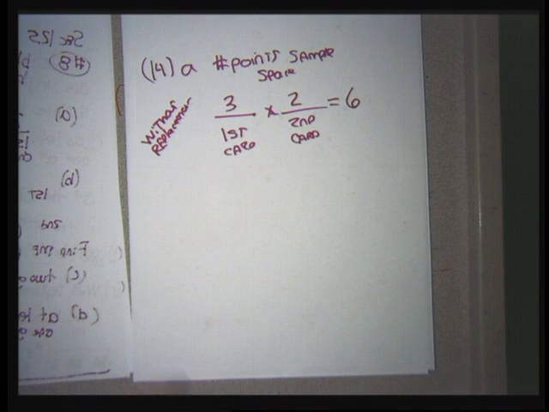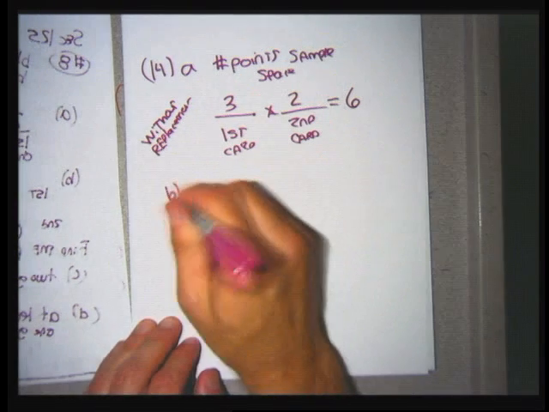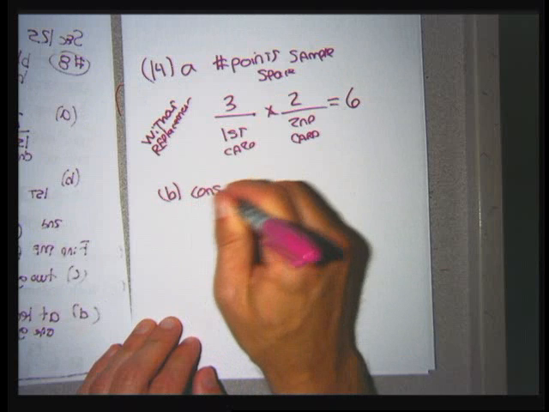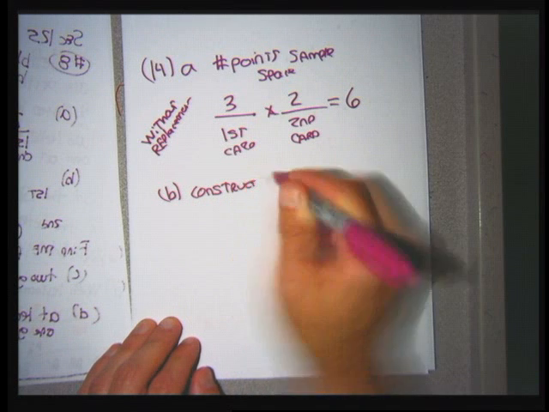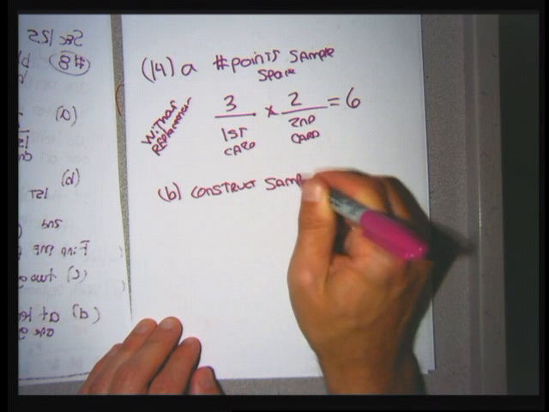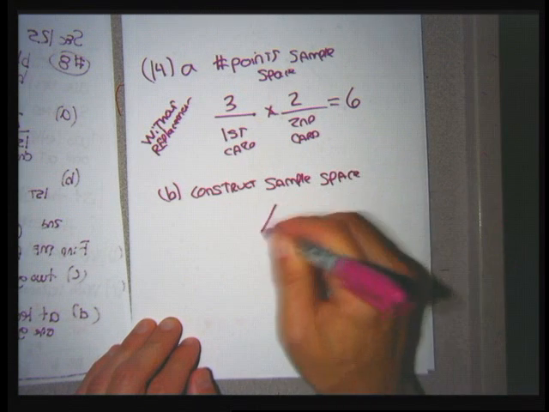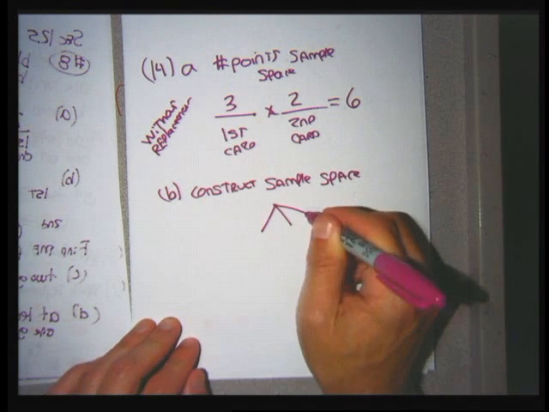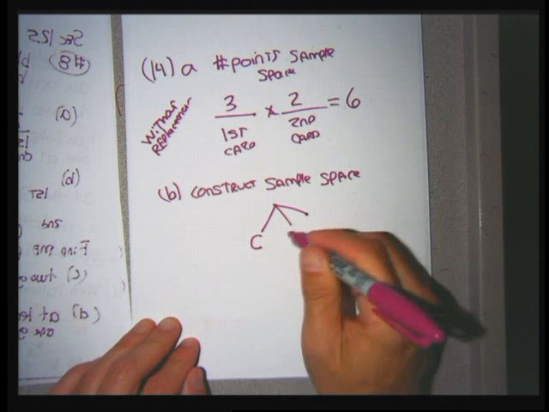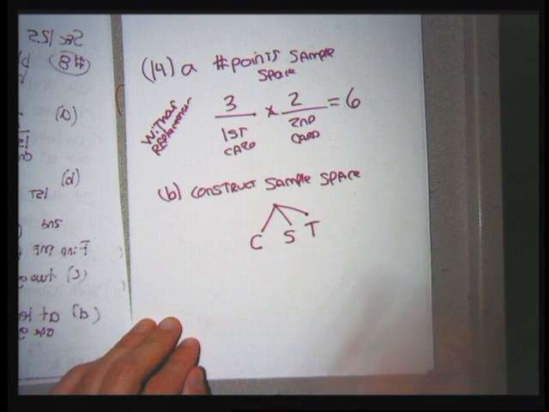Now I'm going to list my sample space for part B. I'm going to construct the sample space. And I'm not drawing pictures, but I can do well enough. So for my sample space, for the first card, I can get a circle card, a square card, or a triangle card.